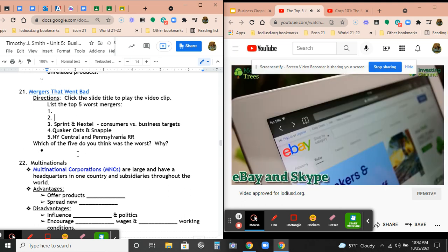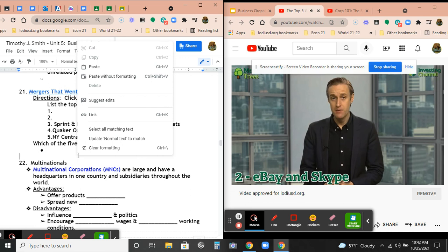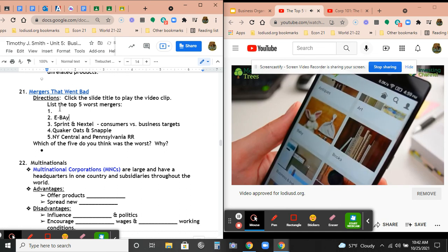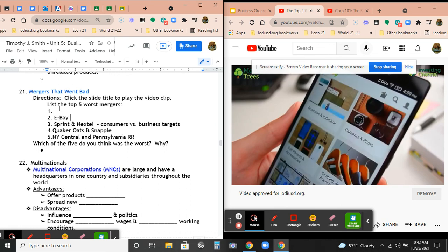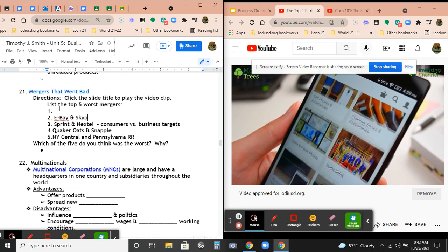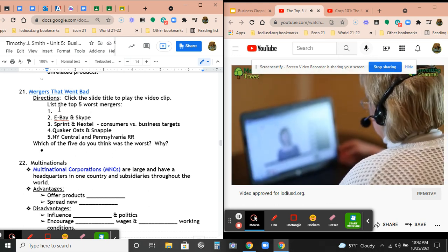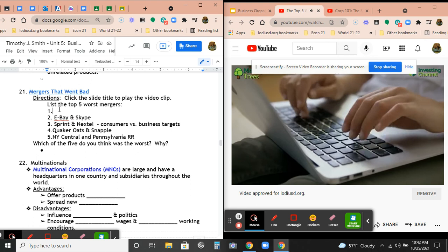At number 2, we have eBay and Skype. Back in September 2005, eBay announced that it was buying internet telephone company Skype Technologies for $2.6 billion. The aim was to integrate the two technologies so that Skype would improve communications between potential buyers and sellers, building relationships and driving sales. It didn't work out this way.